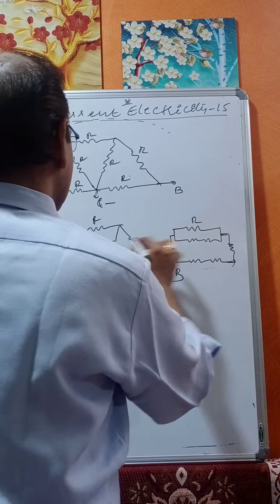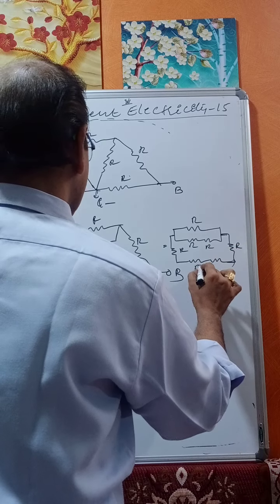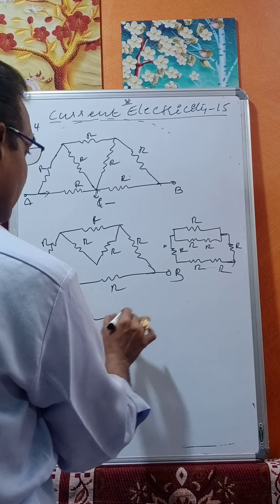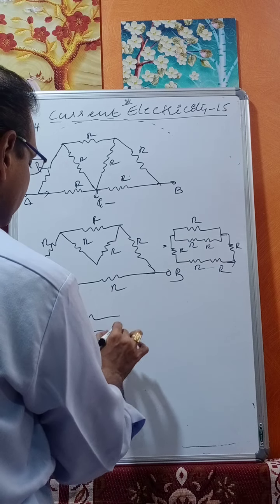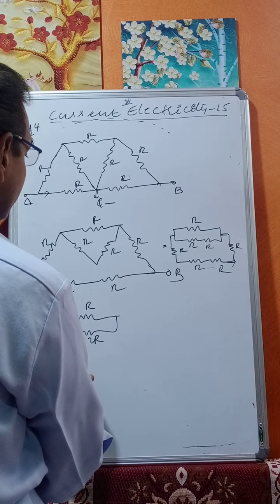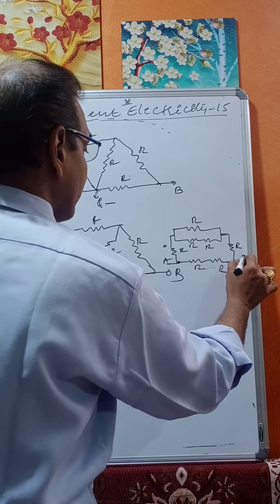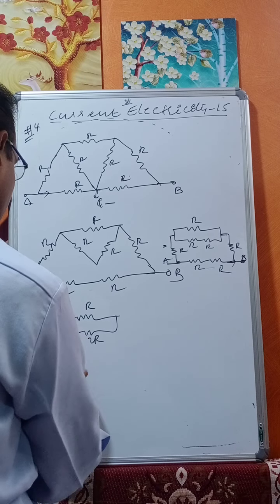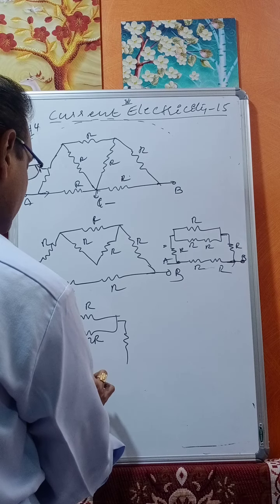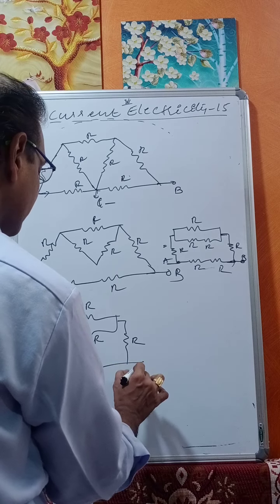This is R, this is R, this is R, this is R, this is R, this is R and this is R. This is equivalent to R plus R, 2R. This is 2R, this is R. We require the resistance between these two points, A and B. So this is R, this is R, this is again 2R, this is R, this is R, A and B.